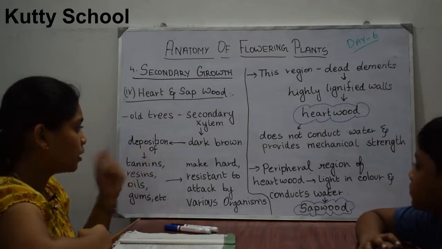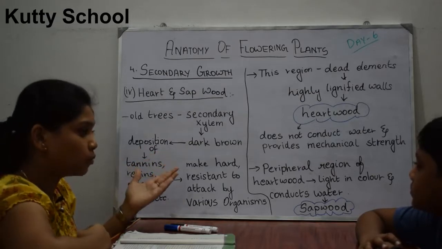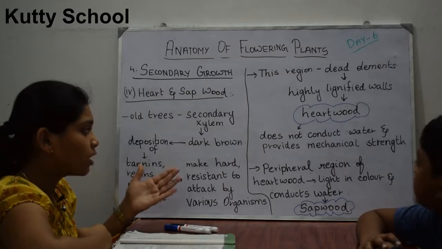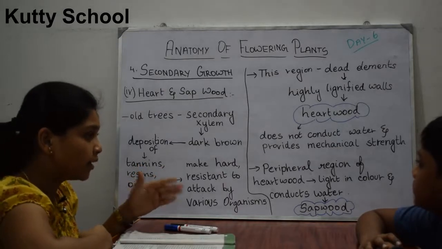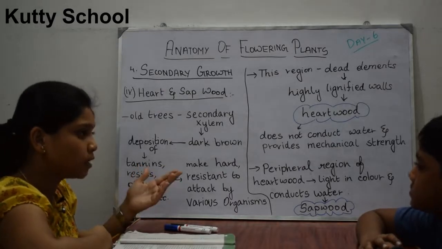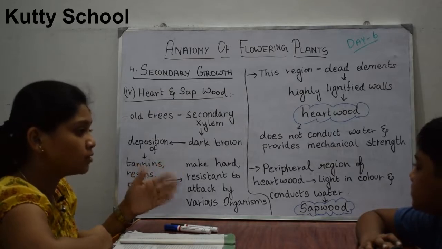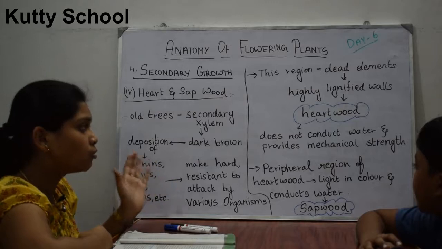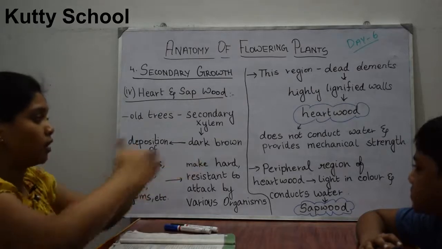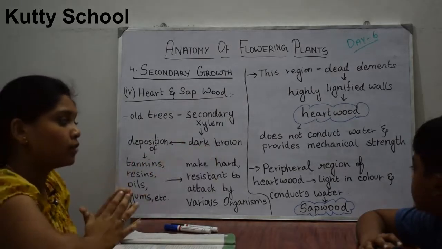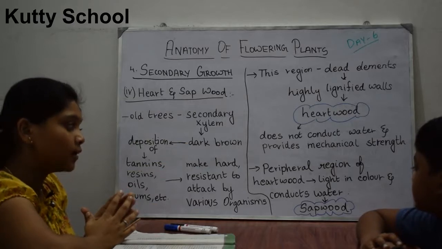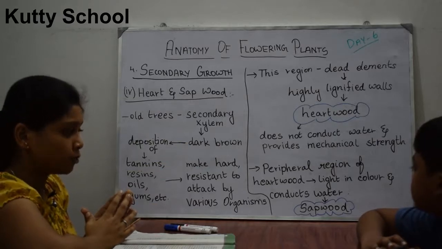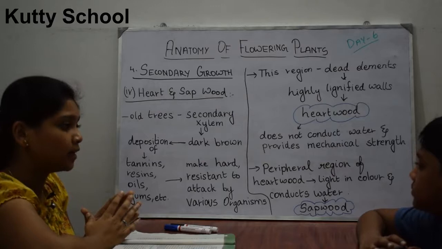These are dark brown in color, and are known as heartwood. This heartwood does not conduct water from root to the stem. It just gives mechanical strength to plants. Then the peripheral region to the heartwood, the outer region, is known as sapwood, and it conducts water from roots to leaves, and it is light in color.